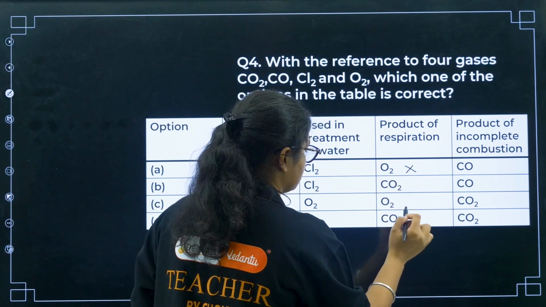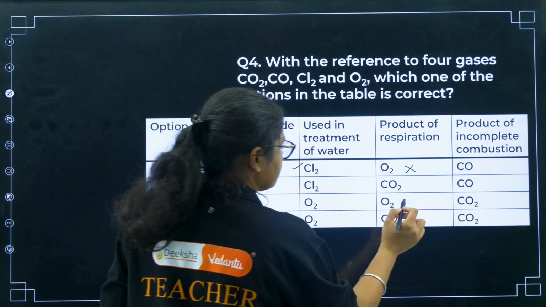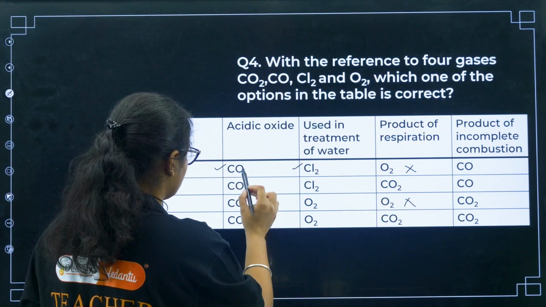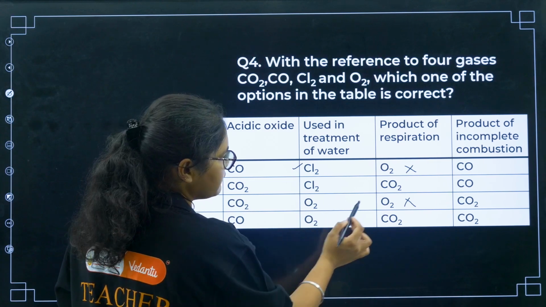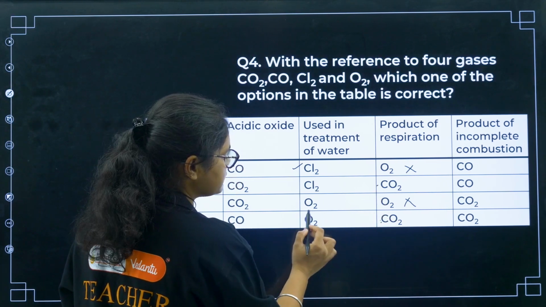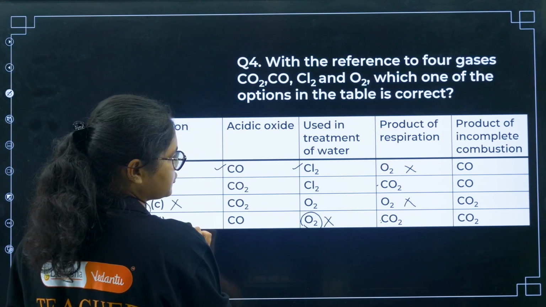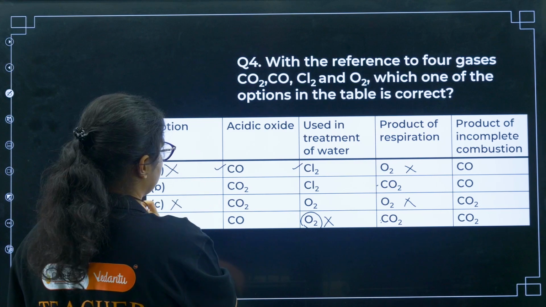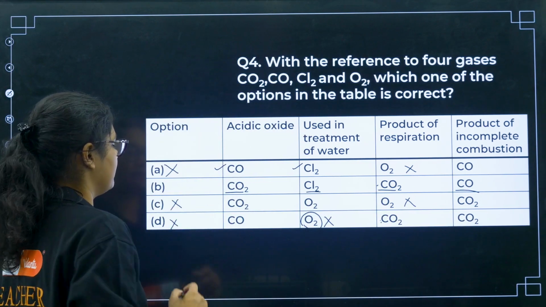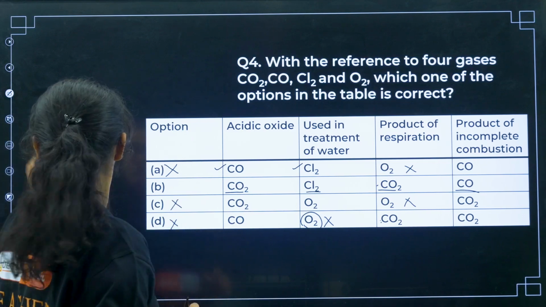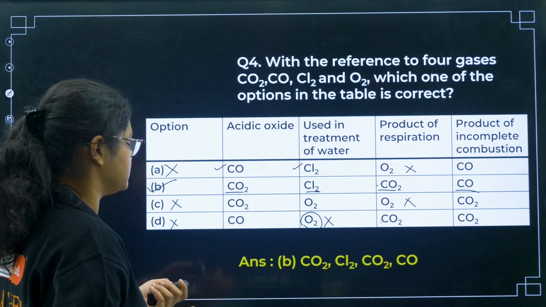So we can eliminate these 2. Now here if you see, this one is eliminated, and here also we have these 2 options. But here, used in the treatment of water, oxygen, that is also incorrect. So I am going to eliminate this option, and I am going to eliminate this option. So I am only left with this particular option, that is option number B. Option number B will be the correct answer.